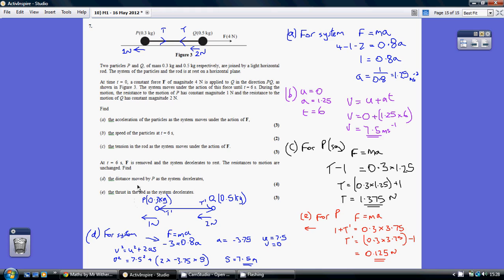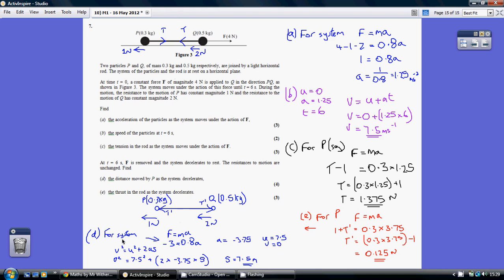Now for part D, we're trying to work out the distance moved by P as the system decelerates. So the key thing to take on board here: once the force is gone, really the tension goes, and we're now left with thrust going in the opposite direction. So these two here I'm calling T dash, but note the arrows have changed in direction.